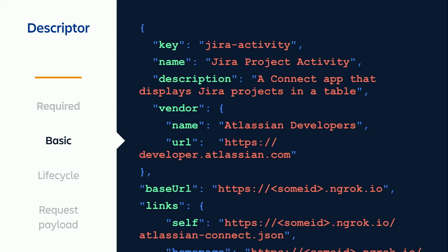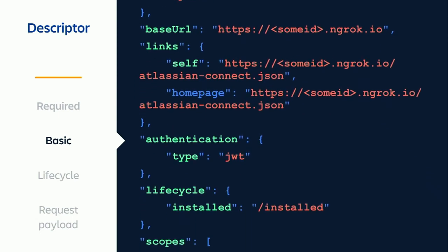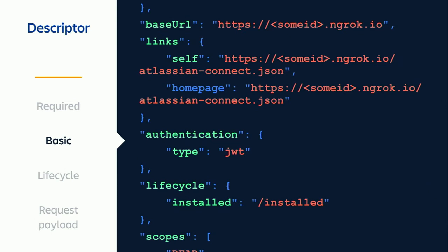Again, our base URL telling us where to go find our app. Then we have some links here that point to where the descriptor file is, so that's self. If you have a home page that has maybe some marketing materials, you can put that there. And again, these are things that are pulled out of a marketplace that help describe your app.